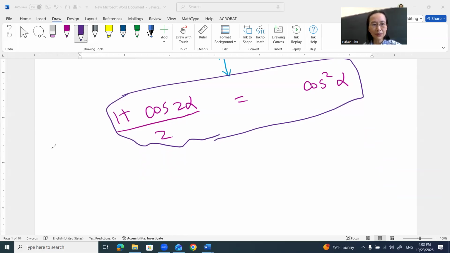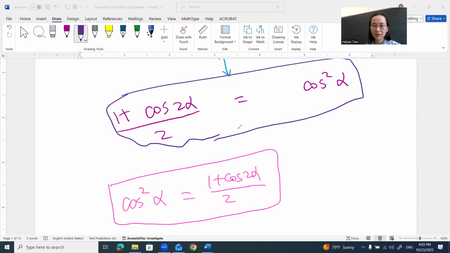Okay, now let's remember this formula. This formula is just cosine square alpha is half of 1 plus cosine 2 alpha, for whatever alpha. I just swap sides. Cosine square alpha I put on the left side because my focus is to look at the cosine square alpha. How can I reduce the power? That is how we write a formula.